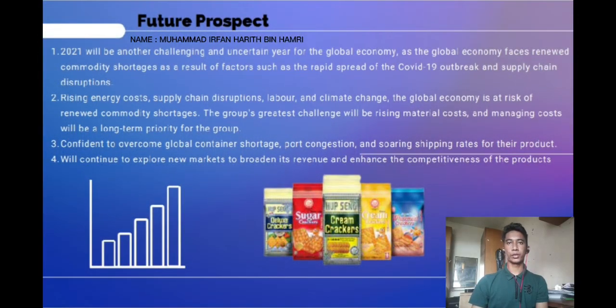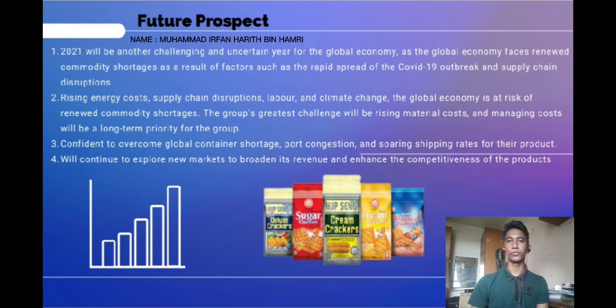My name is Muhammad Irfan Hari and I will present about the future prospect of Seng company. The first one: 2021 will be another challenging and uncertain year for the global economy, as the global economy faces renewed commodity shortage as a result of factors such as the rapid spread of the COVID-19 outbreak and supply chain disruption. Next, rising energy costs, supply chain disruption, labour and climate change. The global economy is at risk of renewed commodity shortage. The group's greatest challenge will be rising material costs, and managing costs will be a long-term priority for the group.